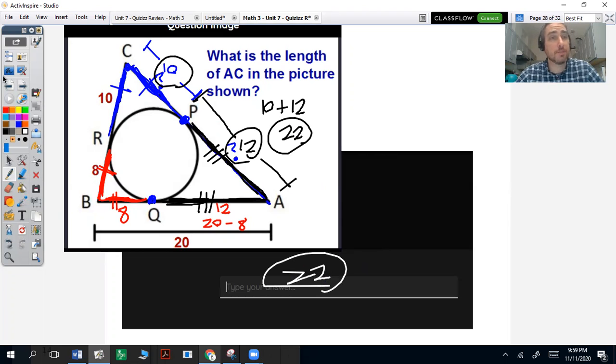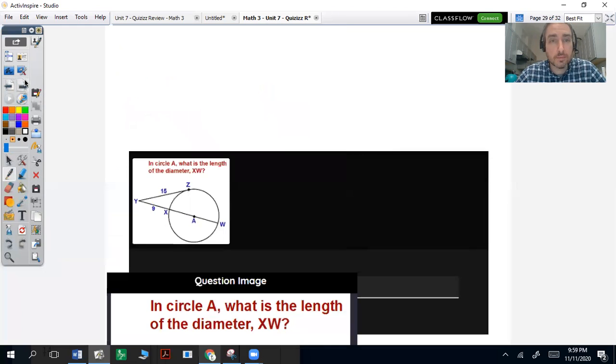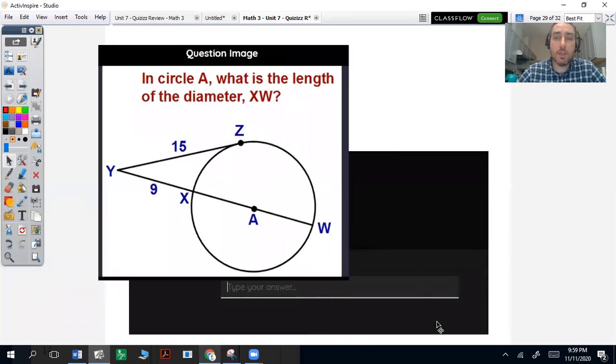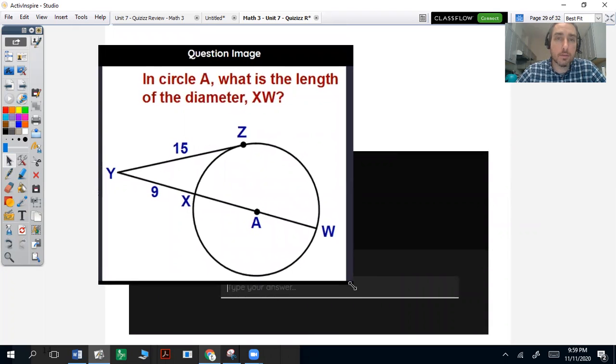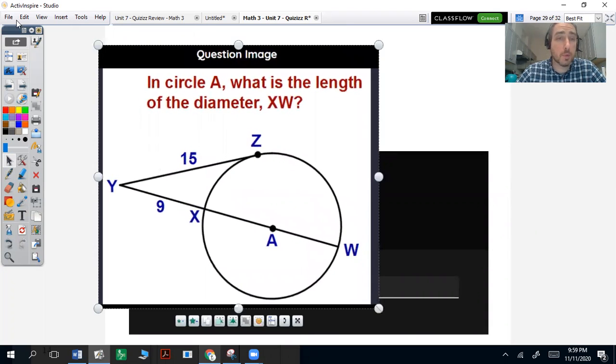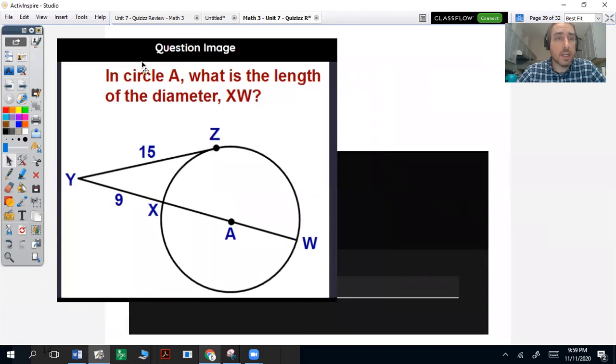All right, next question. All right, let's make this bigger. In circle A, what is the length of the diameter, WY, or XW, excuse me. WY is way out here. Well, we're going to use that secant relationship that we talked about. So we will say the tangent secant relationship.